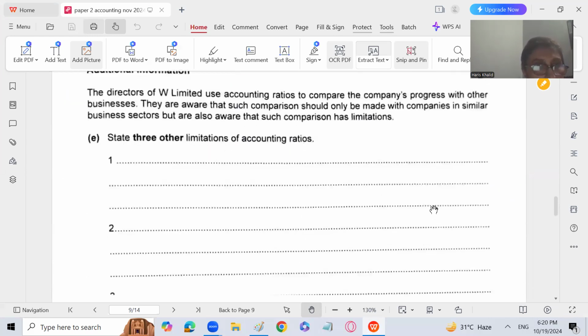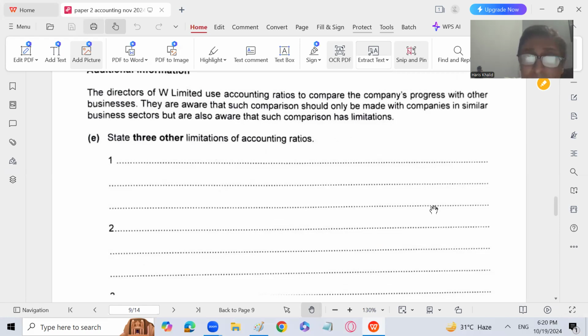Now the directors of WM use accounting ratios to compare the company's progress with other businesses. They are aware that such comparisons should only be made with companies in similar business sectors. Obviously, comparison can be made with similar businesses. But they should also be aware that such comparison has limitations. State three other limitations of accounting ratios. So I can tell you easily that nature and size of the business can differ. If the nature and size of the business is different, then it is difficult to compare the businesses.